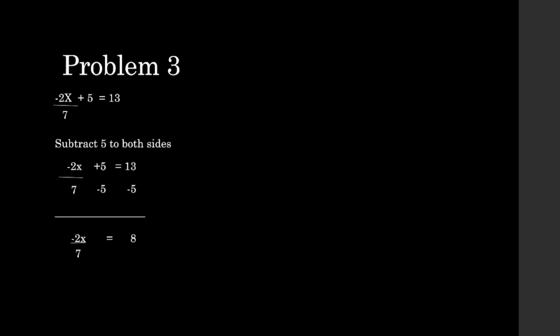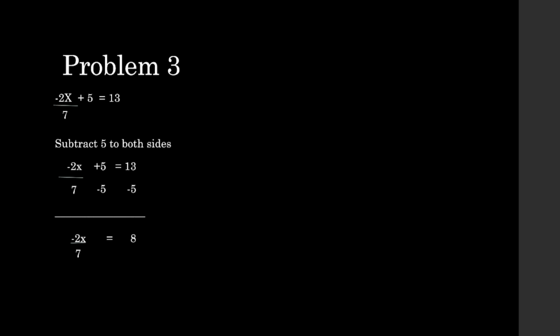So we have something like this, problem 3. Negative 2x over 7 plus 5 is equal to 13. The first thing you do is get rid of the constant. So you're going to subtract 5 from both sides. When you do that, you're going to get negative 2x over 7 is equal to 8. 13 minus 5 is 8, and the 5s cancel out.